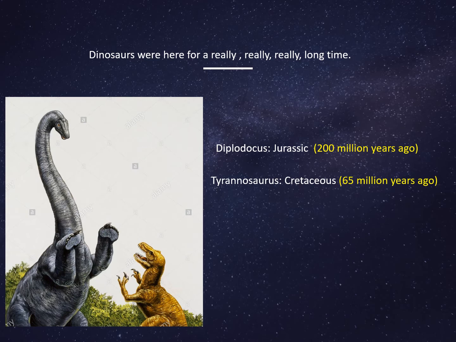And one of the things I want you to think about in terms of time is the fact that a Tyrannosaurus lived closer in time to you today than it did to a Diplodocus, which lived 135 million years before.